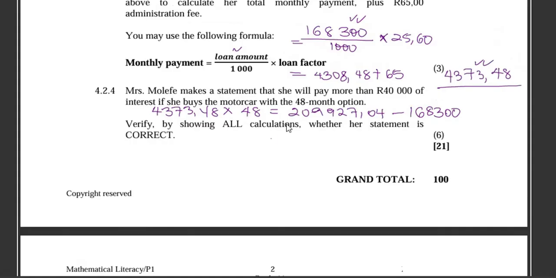All right, at the end, you have the answer 41,627 rands and 4 cents. So is the statement correct? Yes, it's more than 40,000. So the statement is correct. You can even say it's valid.